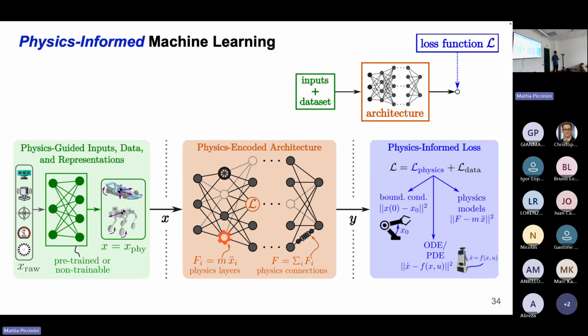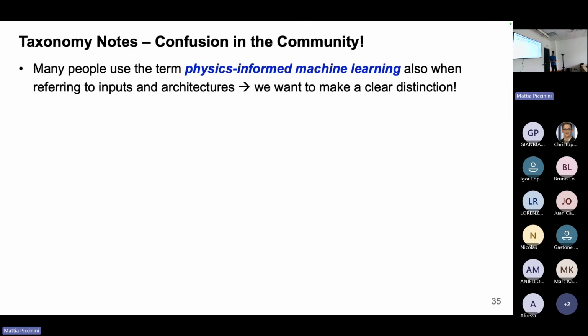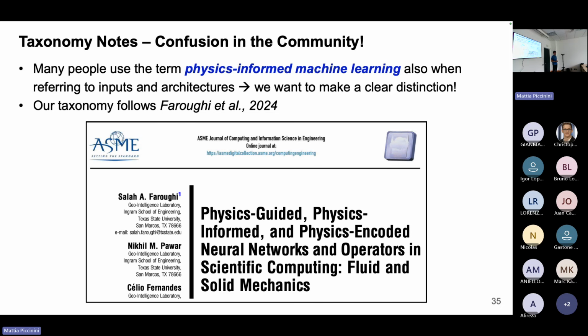Okay, so if this is clear, again, this is the taxonomy we said. In the community, there is confusion. Many people talk about physics-informed machine learning to mean everything. This is fine, but then we don't really understand what the difference is. What we do is we follow the taxonomy. We're not introducing the taxonomy. We're following a very highly cited 2024 survey paper by Farughi et al.